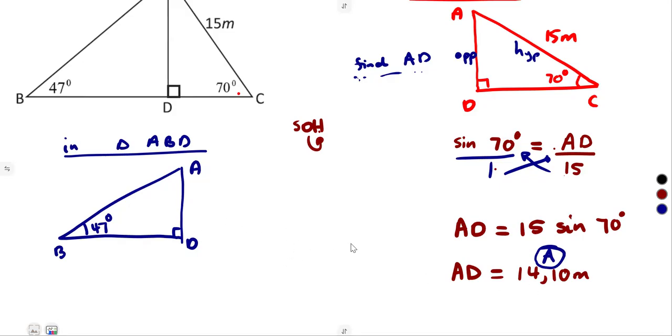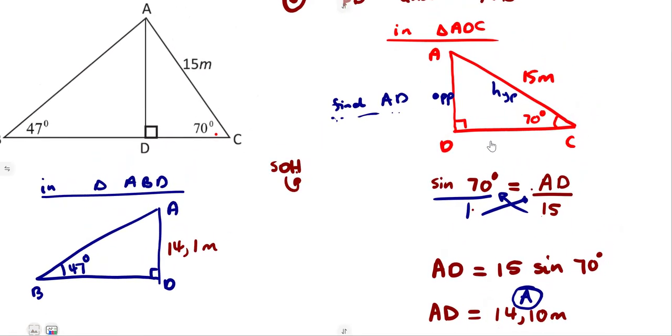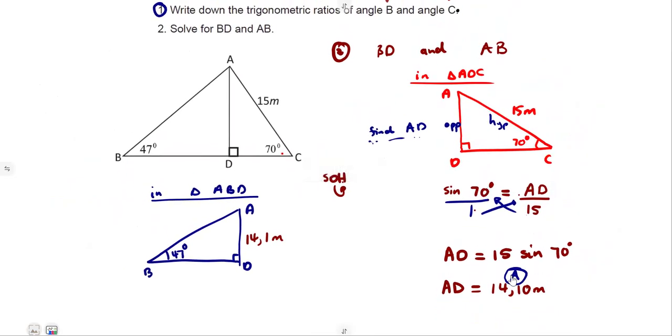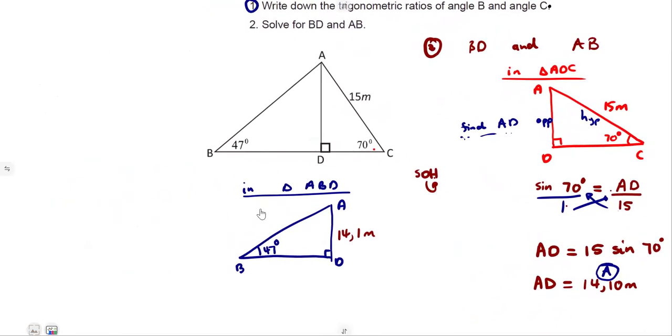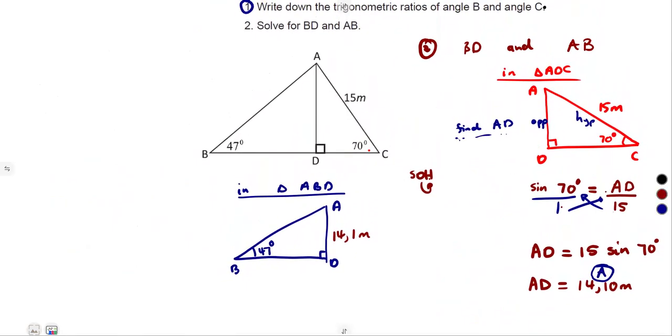So our AD, we calculated this. We got 14.10, which is just 14.1 meters. So triangle ADC helped us to determine the length of the side AD, which now we can use back in this triangle ABD. Let us determine those, given length BD and AB, just like that.